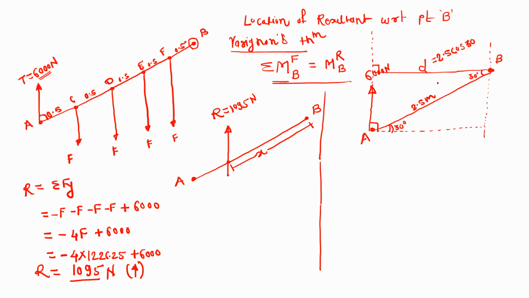Is it clear to you up to this step? How to find out the perpendicular distance for 6000 Newton with respect to point B? If you have any doubt, you can ask.